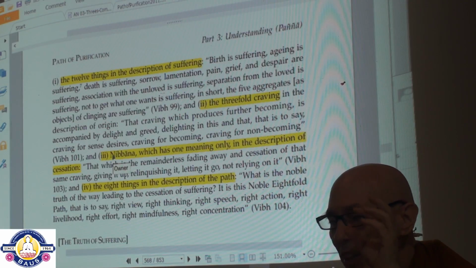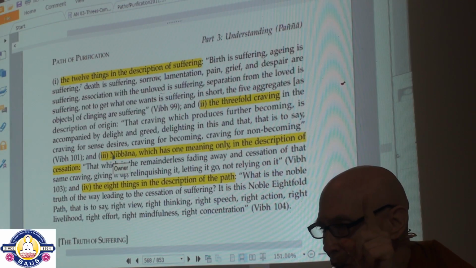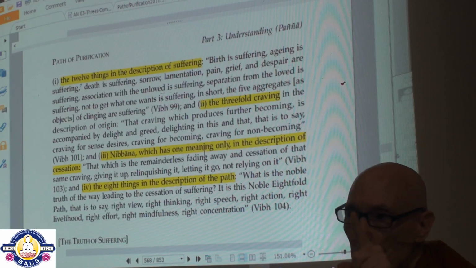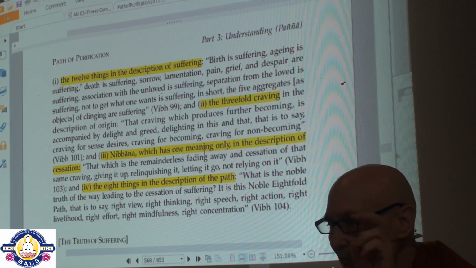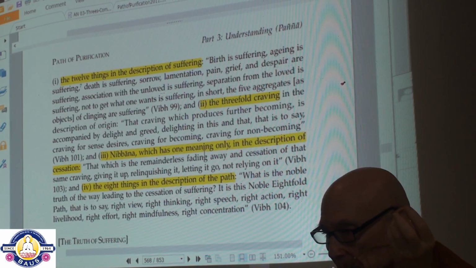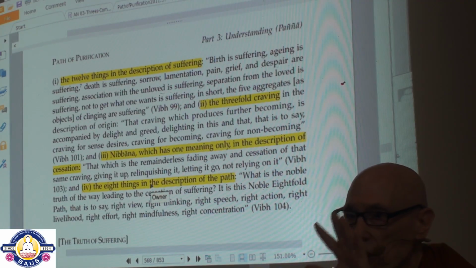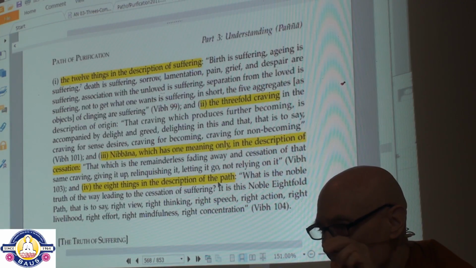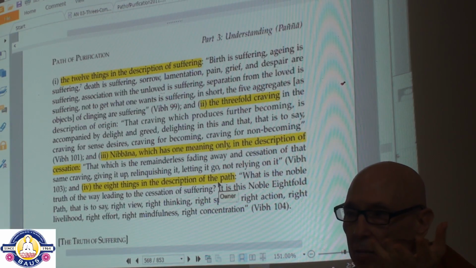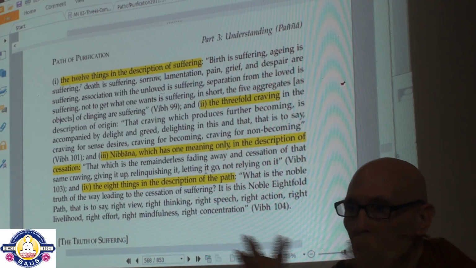Then comes the third noble truth. The third noble truth, there's only 1 item in the third noble truth, and that is Nibbana. And then the fourth noble truth is the truth of the path, and in the path there are 8 items, because it's the Noble Eightfold Path.